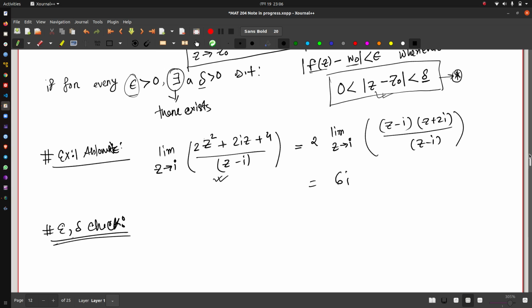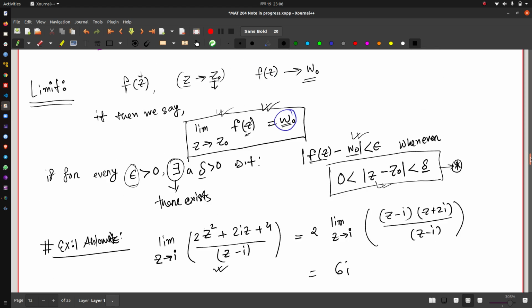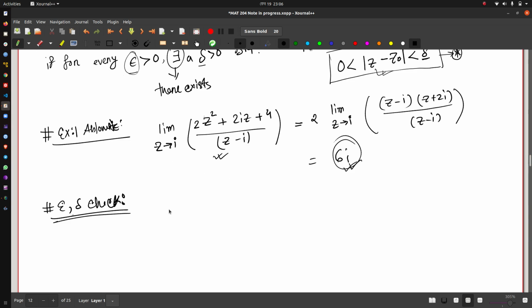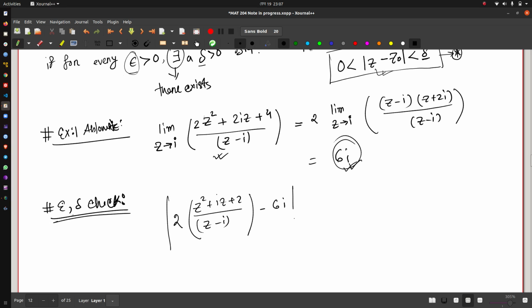And first we need some epsilon, right? And how do we get that? We take the function itself and we take the limit, that is this guy over here, 6i. So this is our function. The function is something like this: z squared plus iz plus 2 divided by z minus i, and then you give a modulus. Oops, sorry, it should be minus 6i. This is less than epsilon, right?